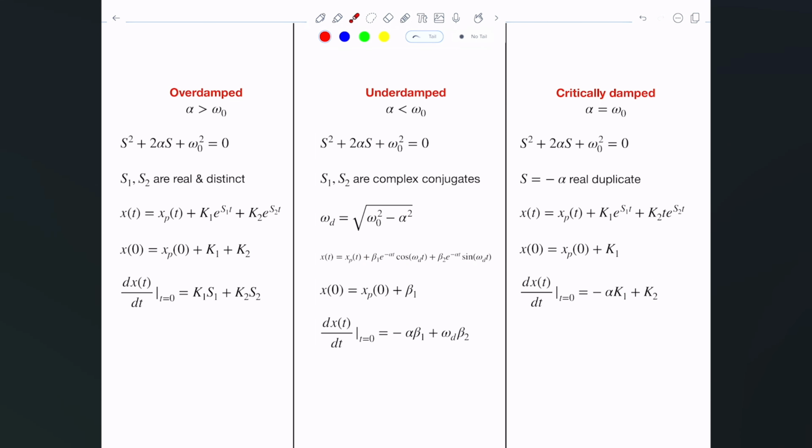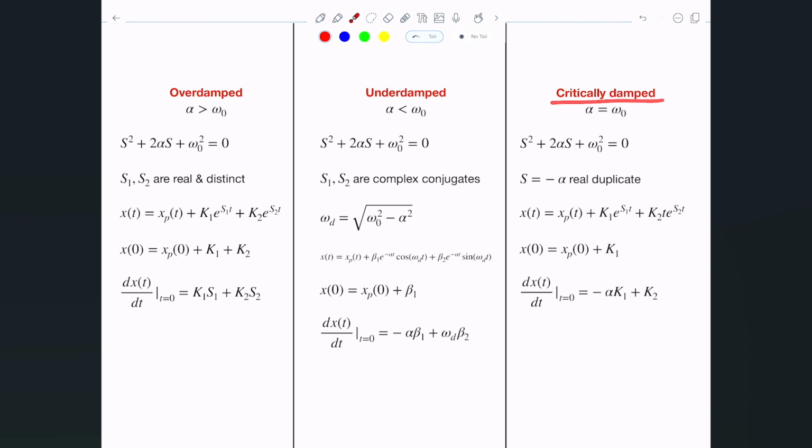And then we use two initial conditions to figure out what beta 1 and beta 2 are. These come from setting t equals 0, and then you take the derivative of this one and substitute t equals 0 in there, and you get these two equations. You solve them, you get beta 1 and beta 2, you substitute them, and you get the complete answer.